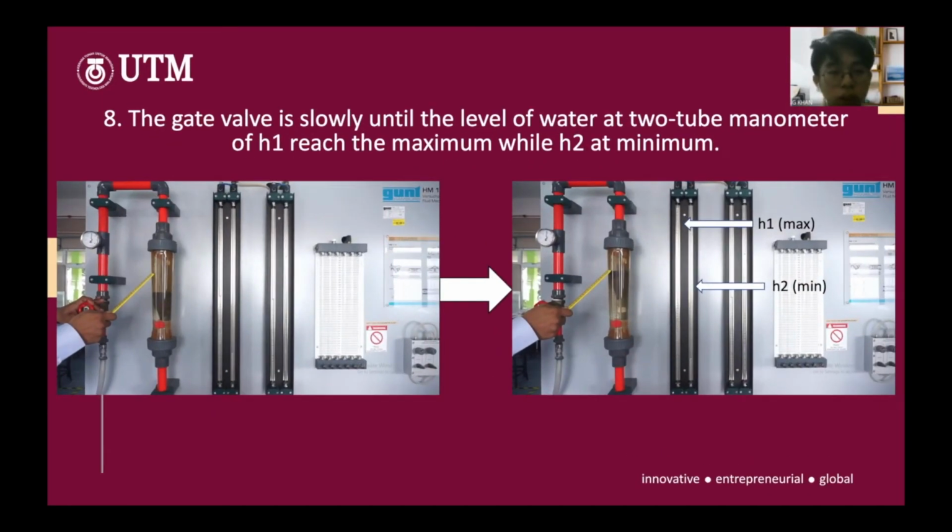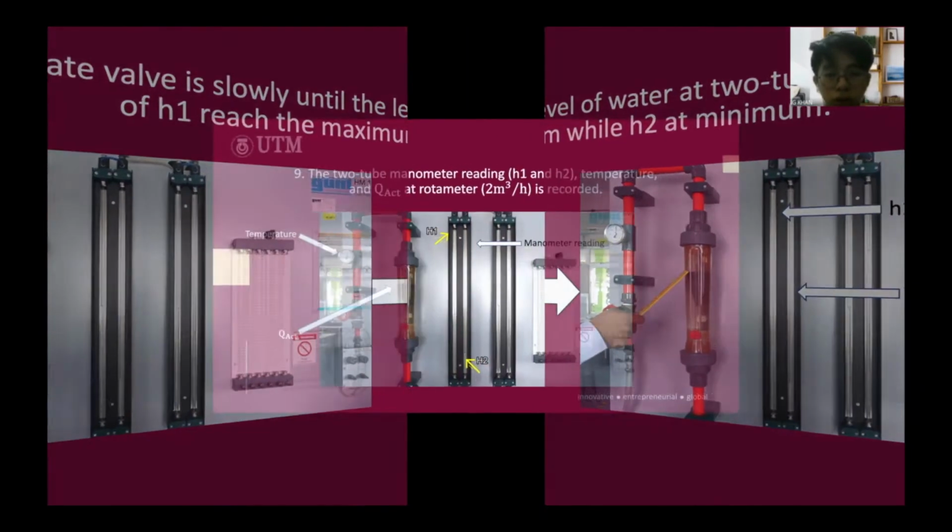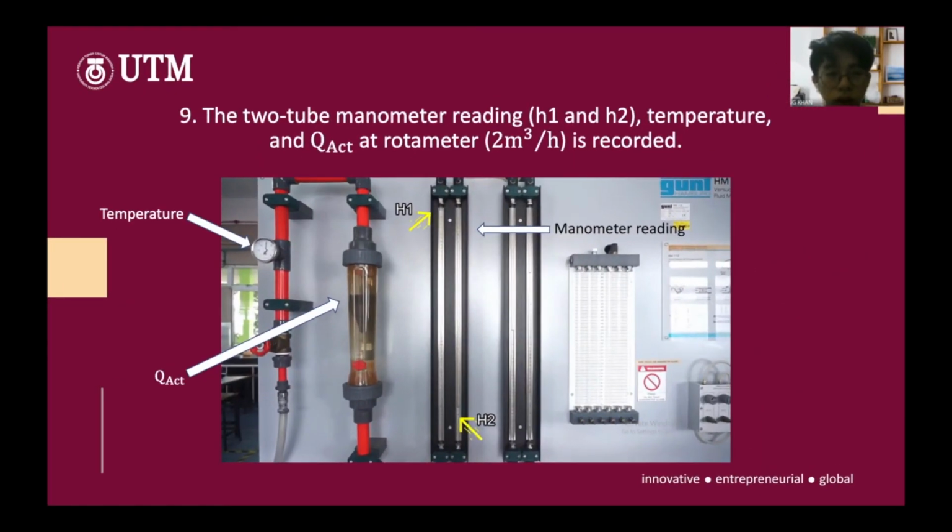So number 8, the gate valve is slowly opened until the water level at the two-tube manometer of H1 reaches the maximum, while H2 is at the minimum. In the left image you can see H1 is at the maximum and H2 is at the minimum. After that, you need to record the two-tube manometer reading, the temperature, and the actual flow rate at the rotameter.